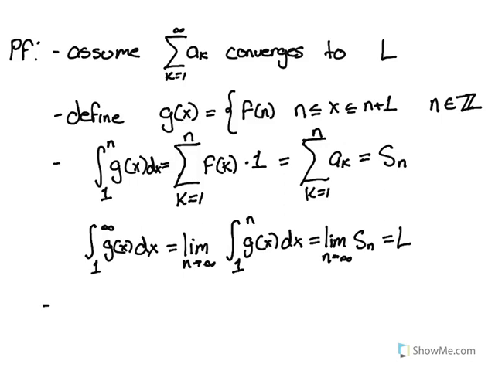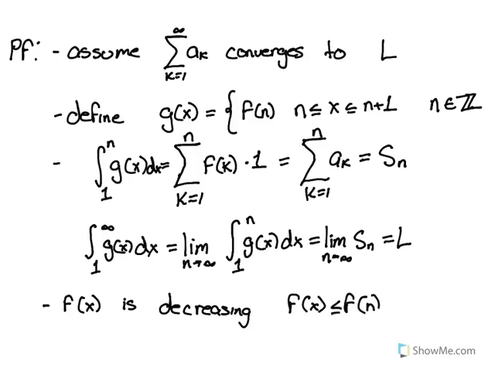Okay, next, we know that f is decreasing, which means that f of x is less than or equal to f of n for all x greater than n. And in particular, this implies that f of x is less than or equal to g of x for all x, because g of x is just f of n between n and n plus 1.